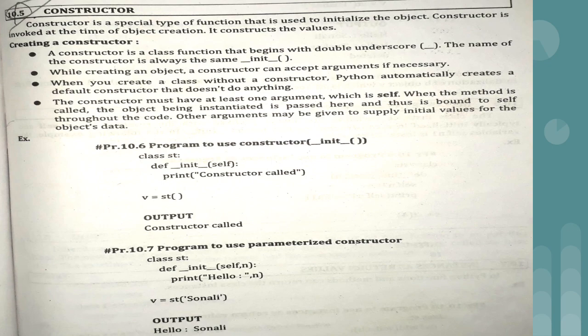Whenever we create the object, at that time we pass a single parameter to the object creation, that is v equal to st, round brackets, within single quotes Sonali. They have written a string which we have passed. In place of a string you can take any number also. So you will see the output as hello Sonali: the parameter which we have passed is assigned to the n variable of the constructor, and then it is displayed. So this is the constructor.